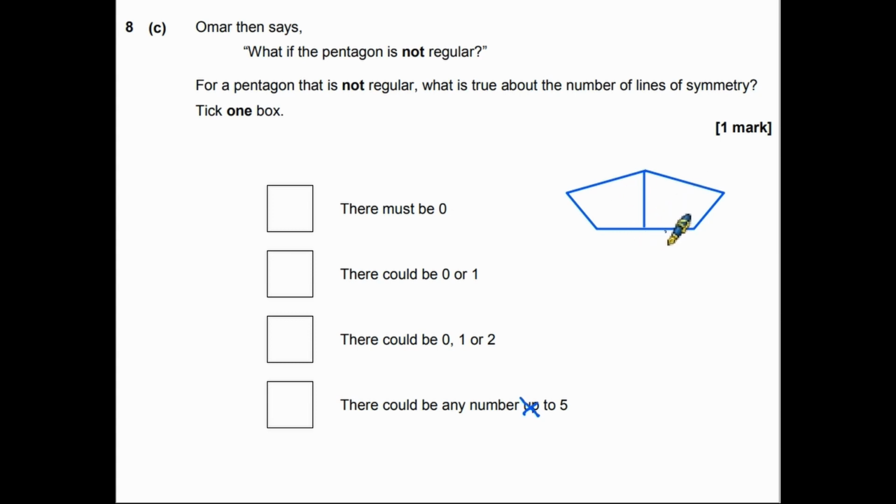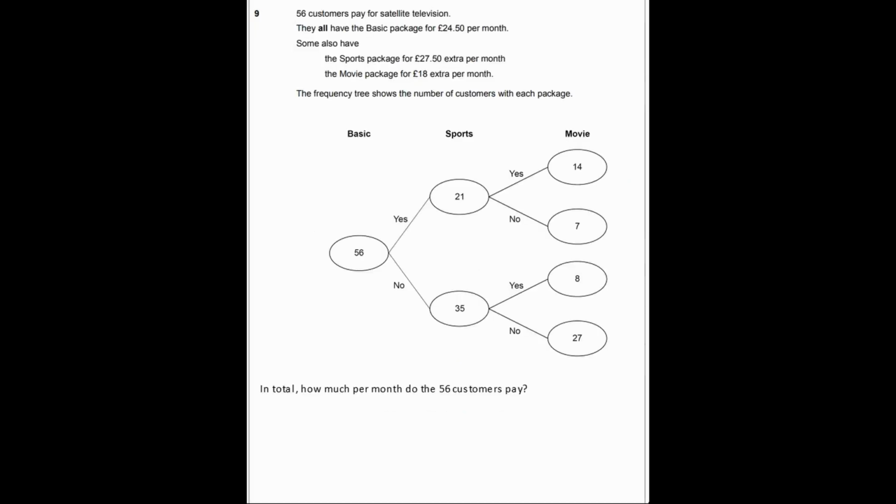And that can't happen. If there were going to be 2, there'd actually be 5. So the only option you've got on here is that there could be 0 or there could be 1. 2, 1. Question 9. We have a bit of a story here.